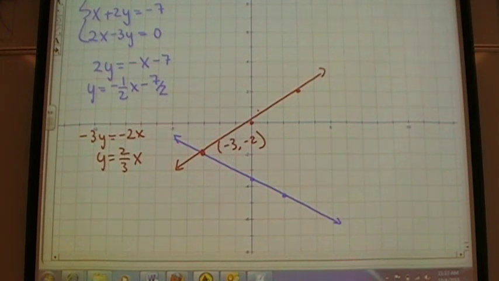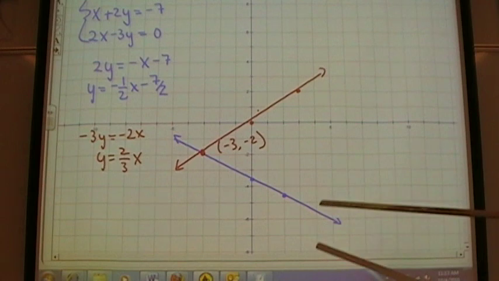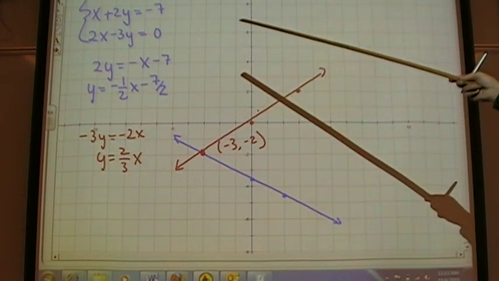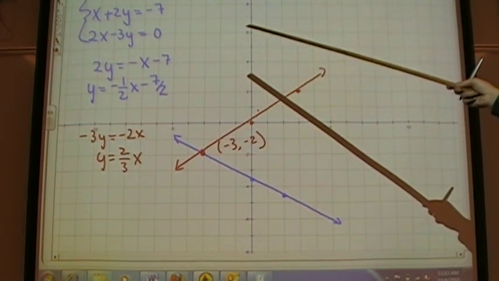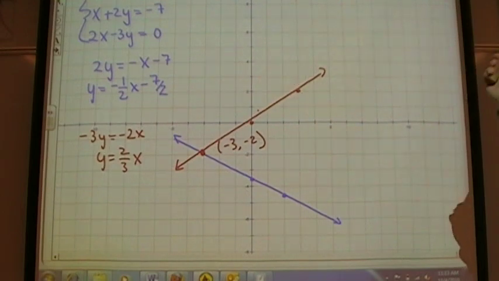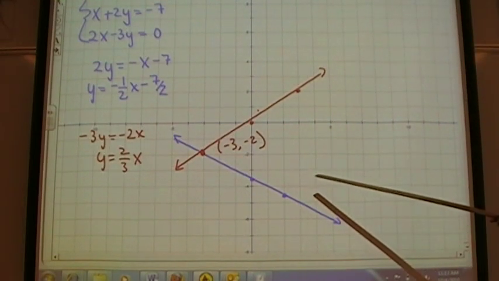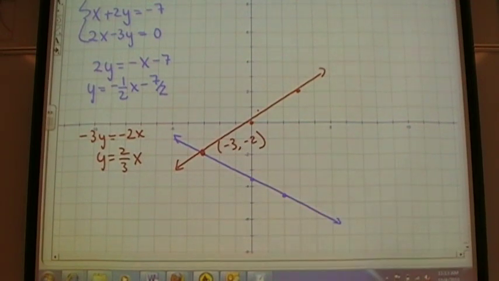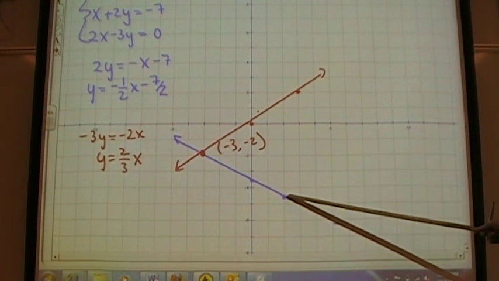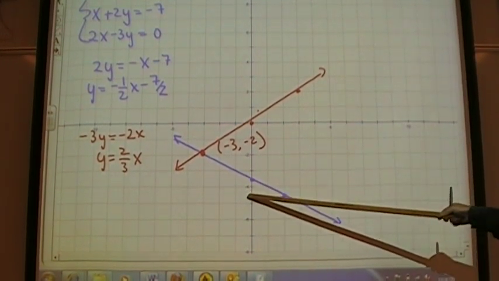So the answer is -3, -2? The solution is -3, -2. What that means is if I were to plug -3, -2 in for x and y in both equations, it would give me a true statement. That is the only point that you could pick to get a true statement from both of them. On the blue line, how'd you get the other point? That's from my slope. Your slope was down 1, right 2.